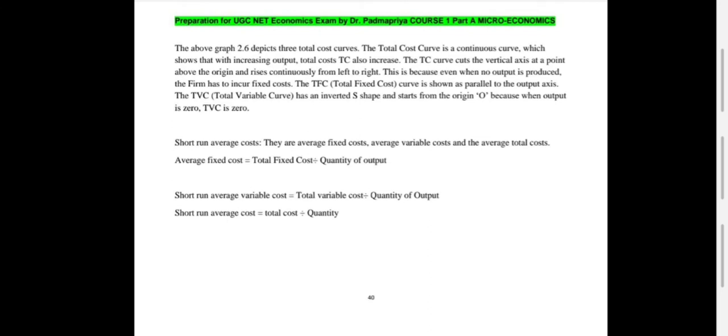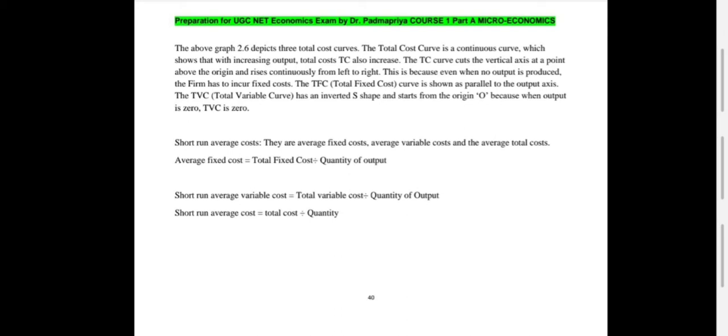The first one is the total cost curve, which is a continuous curve, which shows that with increasing output, total cost increases. The total cost curve cuts the vertical axis at a point above the origin and rises continuously from left to right. This is because even when no output is produced, the firm has to incur total fixed costs. The total fixed cost curve is shown as parallel to the output axis. The total variable cost has an inverted S shape and starts from the origin O because when output is 0, TVC is 0.